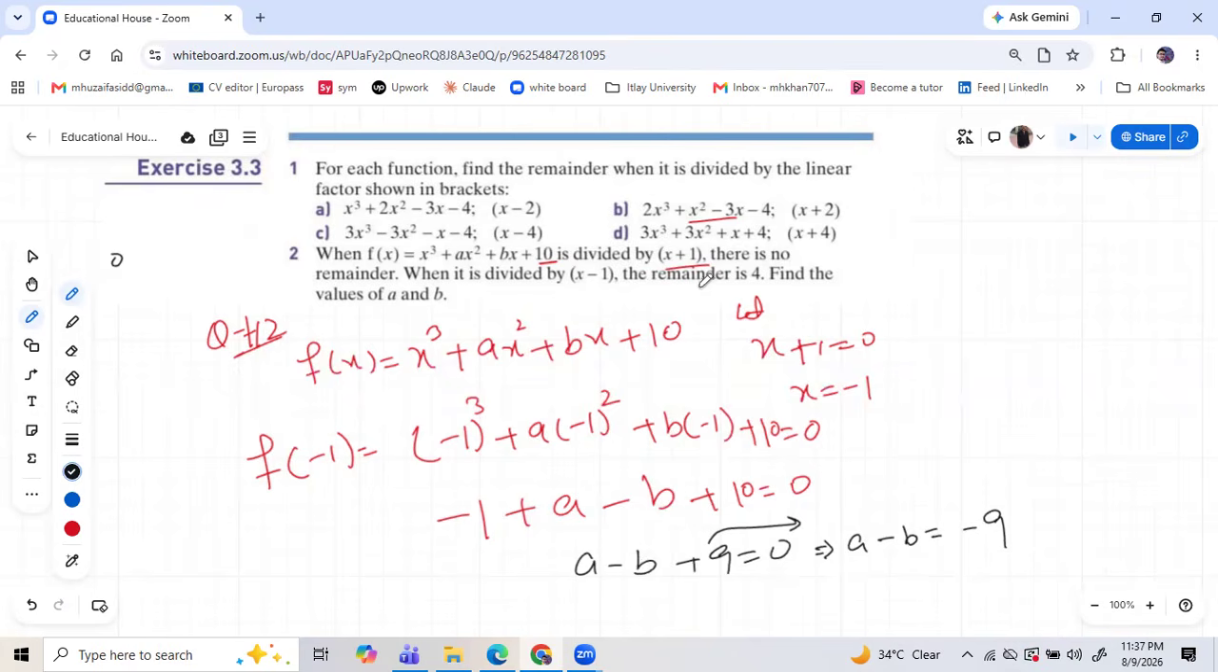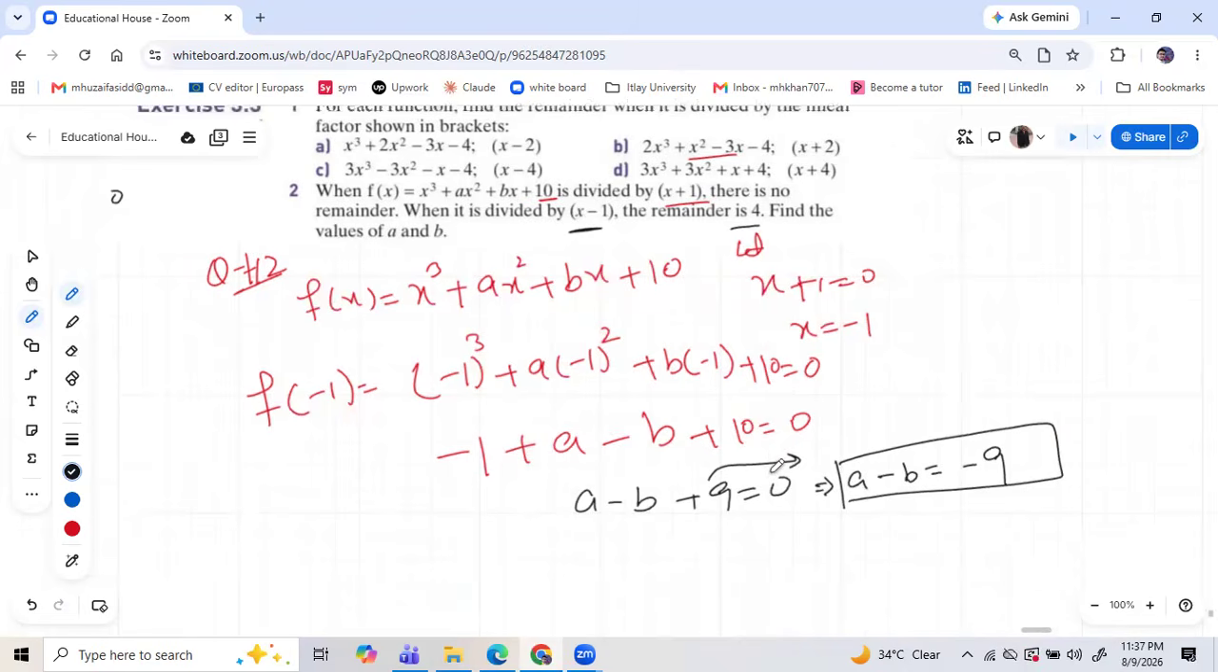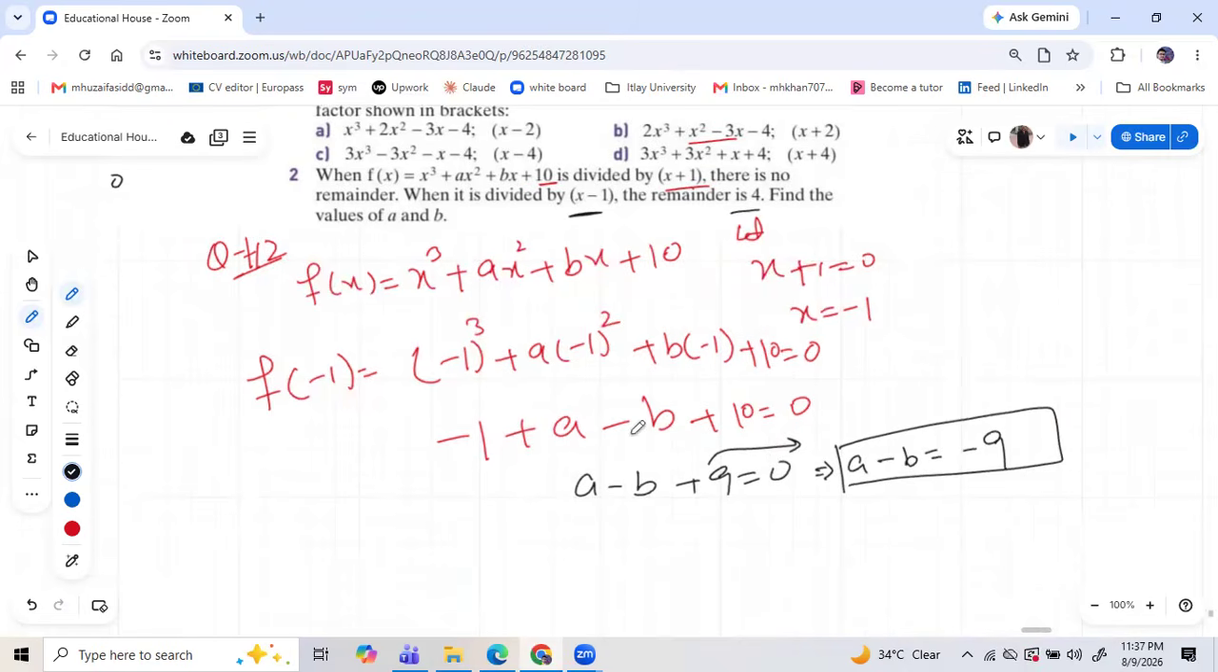Our target is what? When it is divided by x minus 1, the remainder is 4. And the first one is what? x plus 1, there is no remainder. When it is divided by x minus 1, the remainder is 4. Find the values of a and b. So our first one is a simultaneous equation, the same kind of problem that we performed in exercise 3.2, and the same for x minus 1.